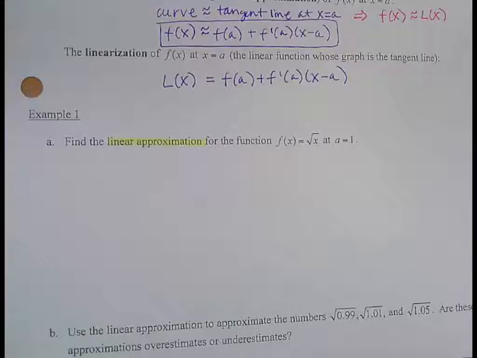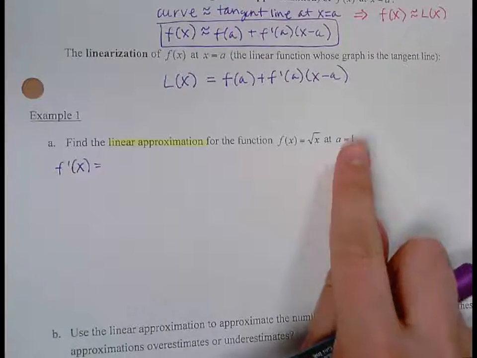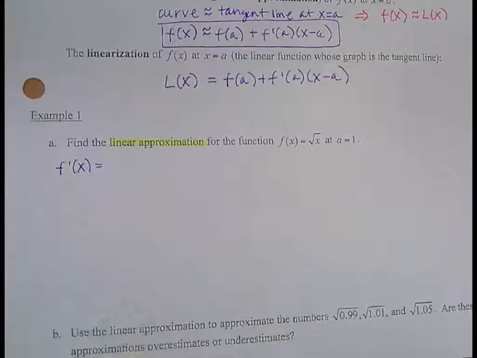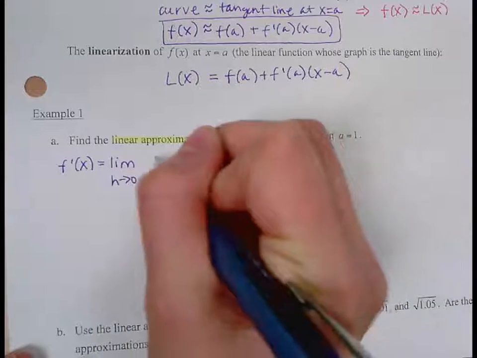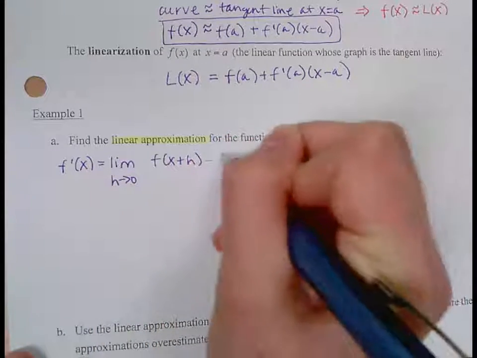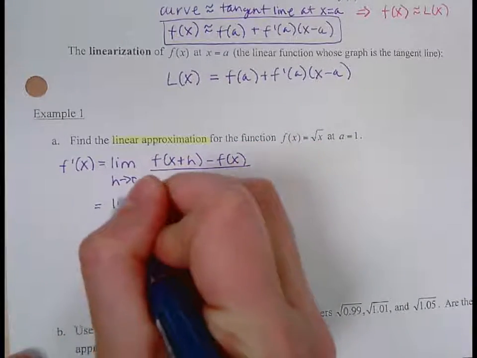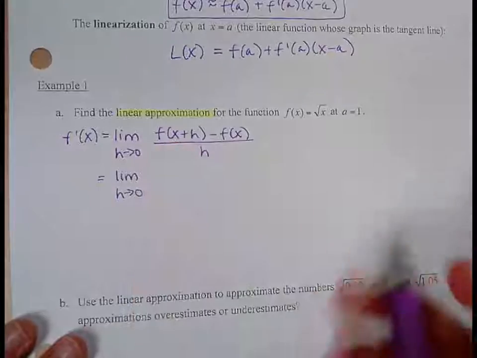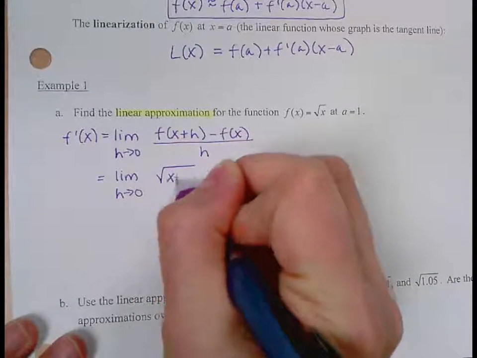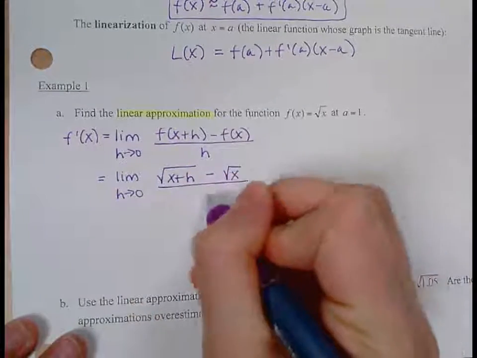And we know in order to find the equation of a tangent line, you need the slope of the tangent line, which is the derivative. So we're going to need to find f prime of x and then substitute 1 in at the end. If you wanted to substitute 1 into your limit right away for a, you could do that. I'll just write the formula here. Limit as h approaches 0 of f of x plus h minus f of x all over h. And our function is square root of x. So f of x plus h is the square root of x plus h minus f of x is the square root of x all over h.